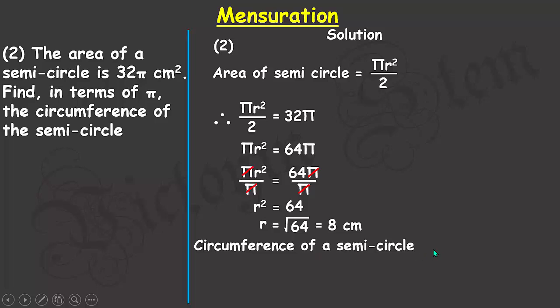The circumference of the semicircle will now be equal to pi r, which is the length of the curved path, plus the diameter of the semicircle, which is 2r. And then if I do that, pi times r will be pi times 8 plus 2 times 8. 8 is common, so I'll factorize 8, and then I'll have 8 into brackets pi plus 2 centimeters. This is the circumference of the semicircle. I hope every bit of this solution is clear to you.